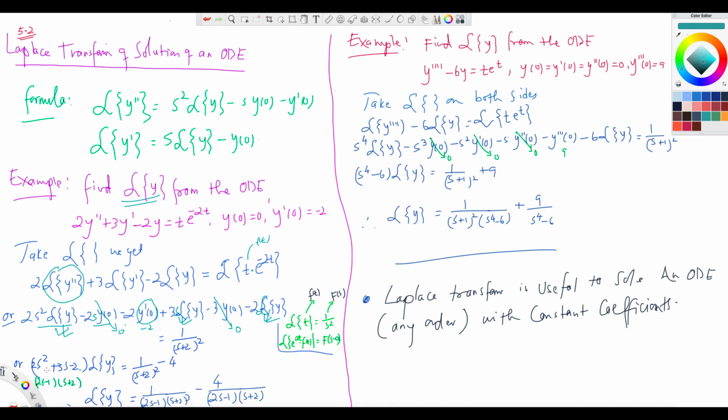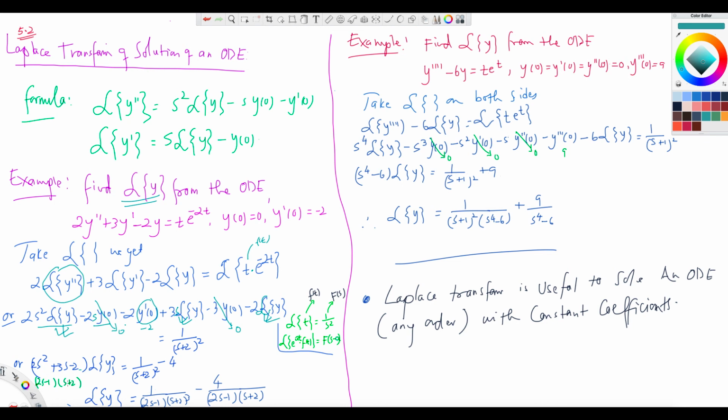So what we do next is let's find the factors of 2s squared plus 3s minus 2. The factors of 2s squared plus 3s minus 2 will be 2s minus 1 times s plus 2. You guys know how to get the factors there. So this is that factor. Now our goal is to solve for the Laplace transform of y.